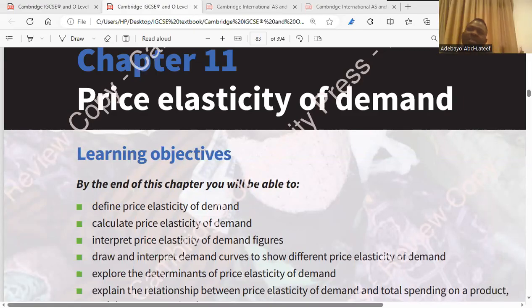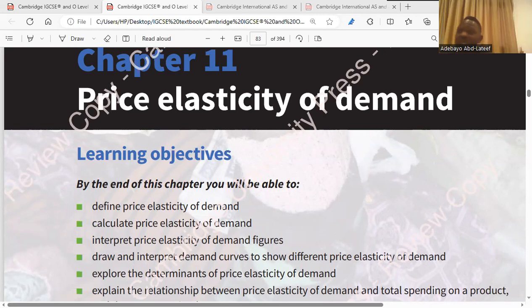We go to price elasticity of demand. When I talk about price elasticity of demand, it simply means the degree of responsiveness between the quantity demanded of a product as a result of a change in price. Elasticity means respond towards price. So what do consumers do when prices increase? How do they respond to a price increase?